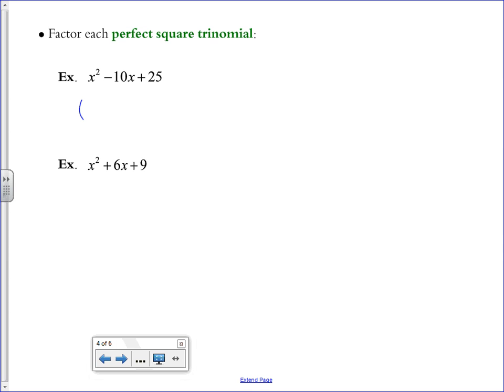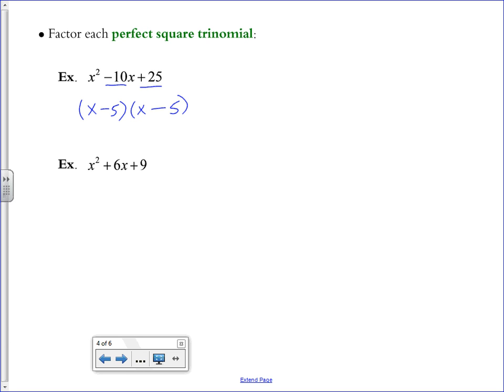So we're going to set up our parentheses. We're going to fill in our x and our x. Then we're going to look to that 25. Things that make 25 are 5 times 5 and 1 times 25. And remember that we're trying to add up to the middle term, which is a negative 10. Well, 5 and 5 is going to add up to that, as long as they're both negative 5s. And negative 5s will work, because a negative times a negative is positive 25. So I can fill in a negative 5 and a negative 5.